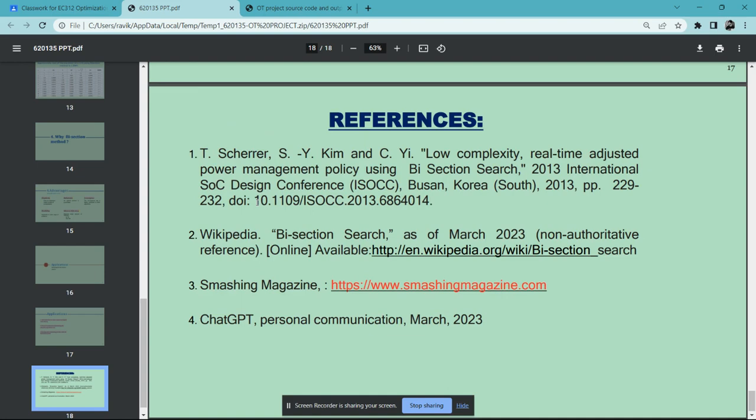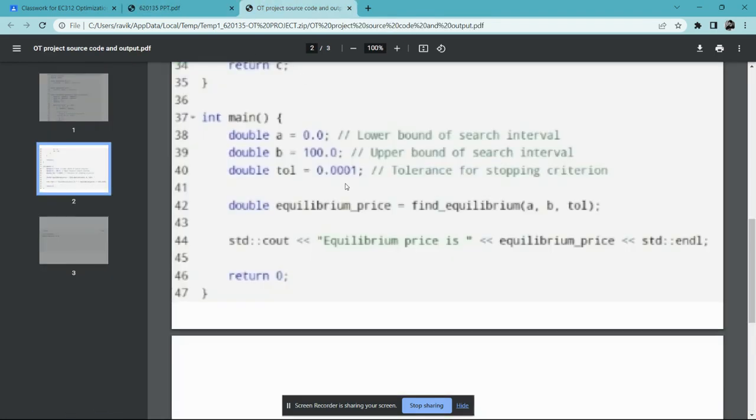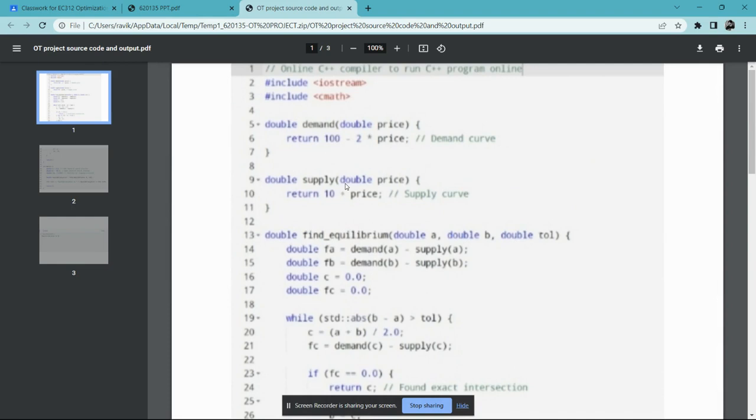The real life application of the bisection method can also be used for determining the equilibrium point between demand and supply curves in economics. In this context, the objective of the method is to find the price where the quantity demanded equals the quantity supplied. So I have done the source coding, and I have performed the real life application on demand and supply curves in economics.